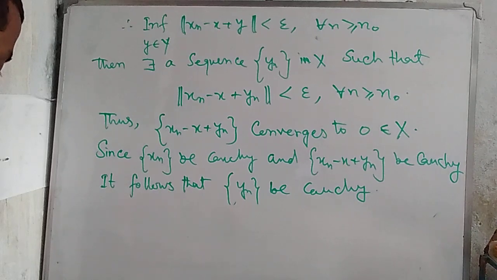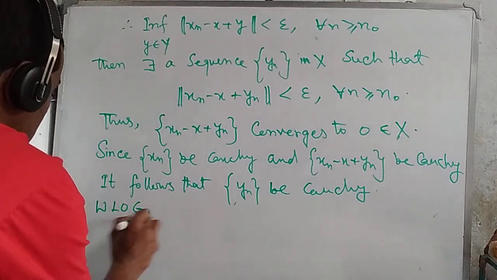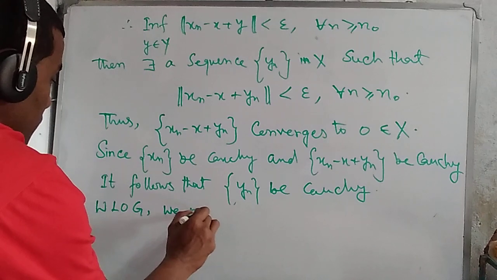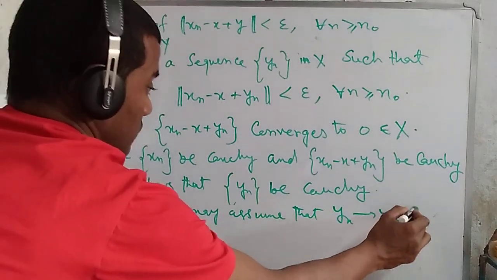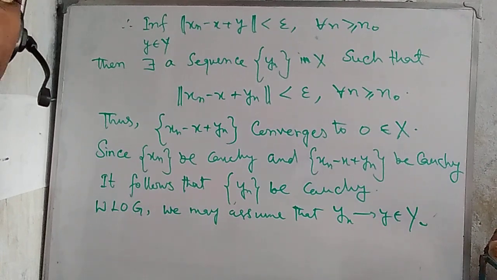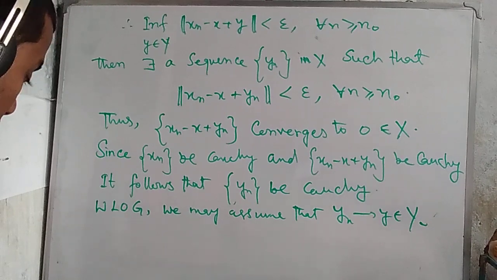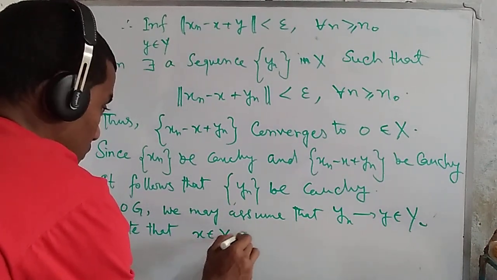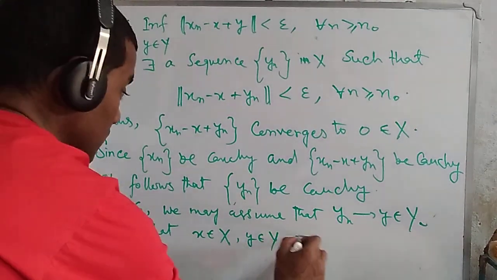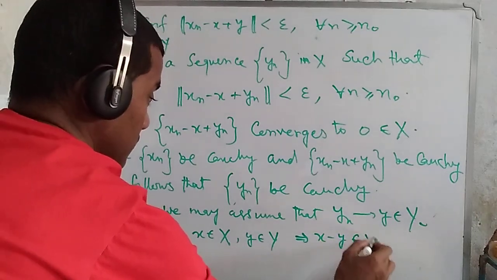Now we see that yn is convergent. Since yn is Cauchy, without loss of generality we may assume that yn converges to y, which belongs to Y. Since Y is closed, this sequence converges to y, and this obviously belongs to Y. So we write here, note that x belongs to X and y belongs to Y. This implies that x − y belongs to X.